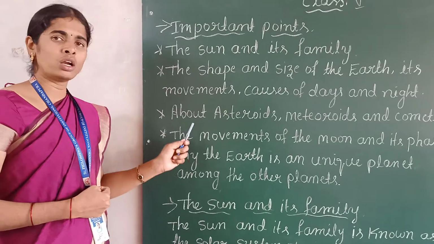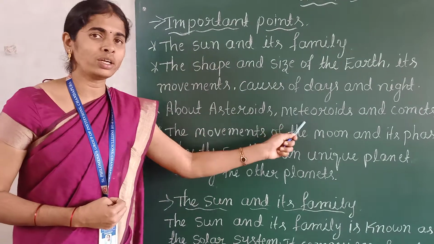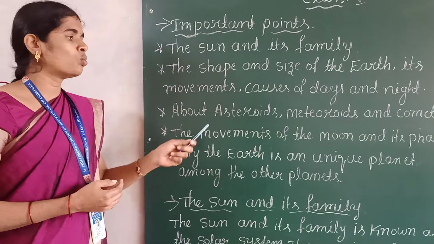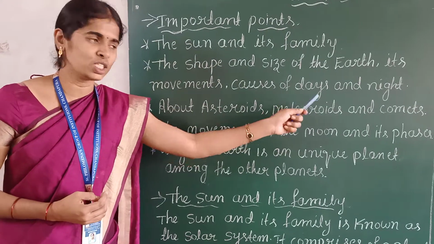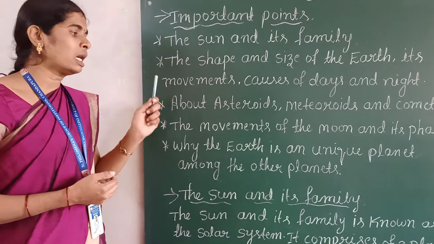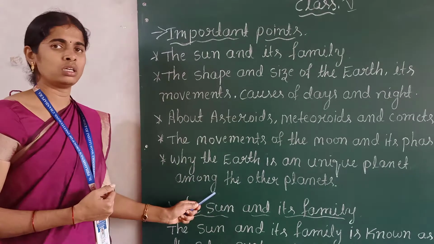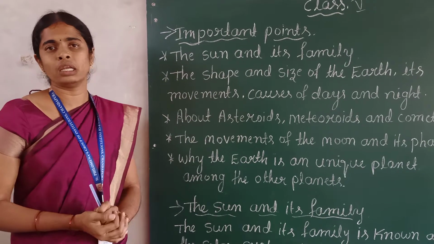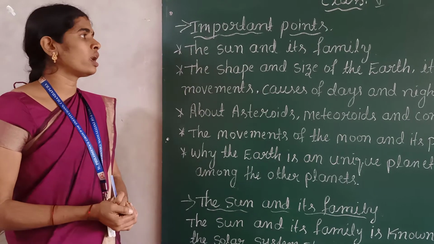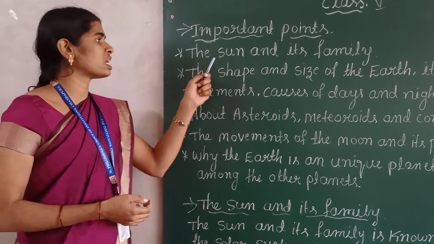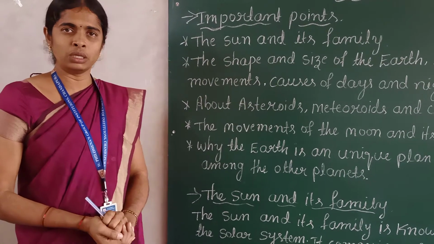You will also learn about asteroids, meteoroids and comets, the movements of the moon and its phases, and why the Earth is an amicable planet among other planets. These are the points you are going to learn in this lesson. Today we are discussing the sun and its family.